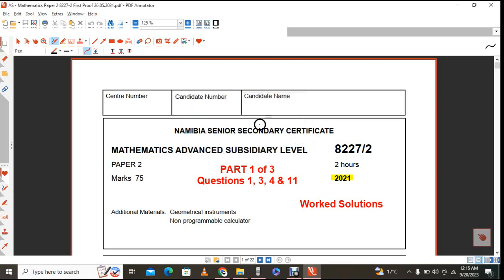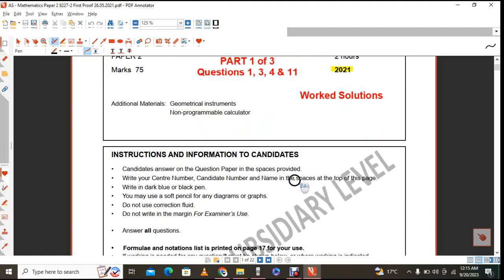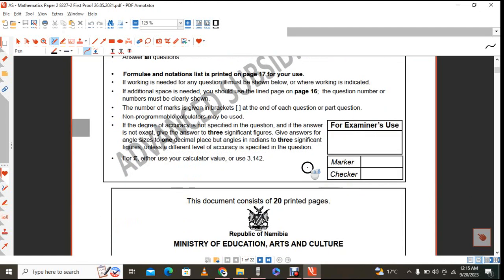This is Mr. Max. So I'm doing paper 2 of 2021 and I'm doing the following questions: question 1, question 3, question 4 and question 11. Let's get right to it, starting obviously with question 1.